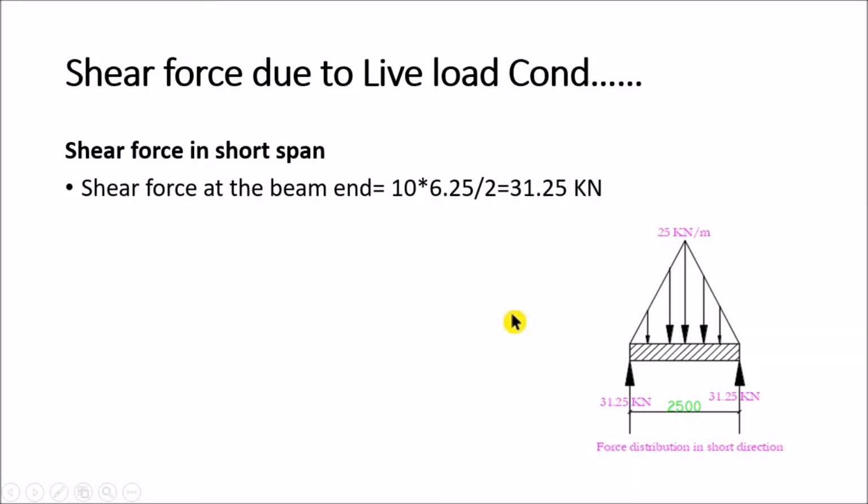Now for the short span, how do we get shear force? Shear force at the beam equals 10 times 6.25, where 10 is the intensity of the live load and 6.25 is the area of the triangle, divided by 2. That gives the value of shear force at each end of the beam. I have followed the area approach in calculation of the shear force, but you can also calculate the shear force by the triangle approach of this triangle and get the same value of 31.25 kilonewton.